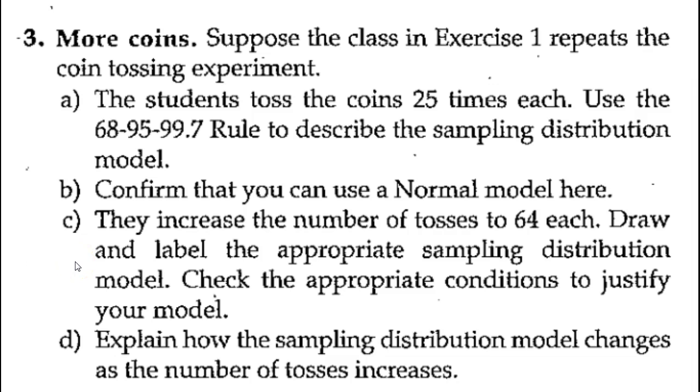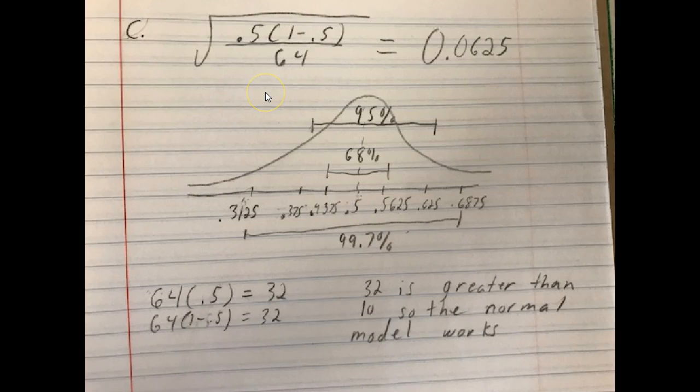Alrighty, now for part C, we see that they're increasing the number of tosses to 64 each. So we're going to make a new distribution model here and label it appropriately and show you all of that. Alright, so we're going to start off similar to what we did on part A. So we start here. We know that the p-value is going to be 0.5. We're tossing coins again, so we know there's a 50% chance of getting heads. So the top part's going to be the same up here, but what we're changing here is this n value that we put in the denominator, which is going to shrink our standard deviation down to 0.0625.